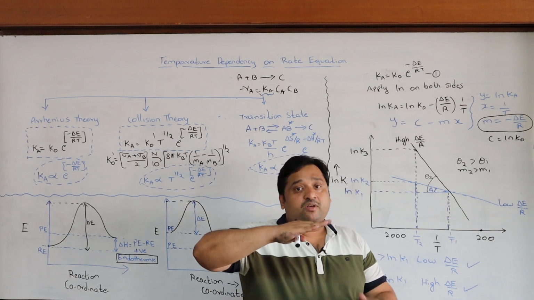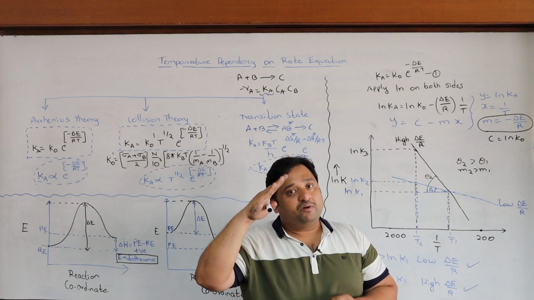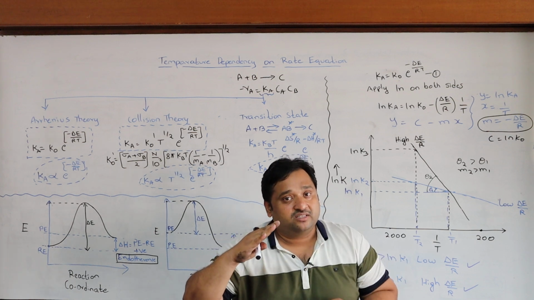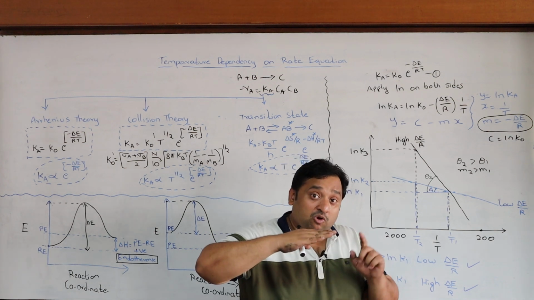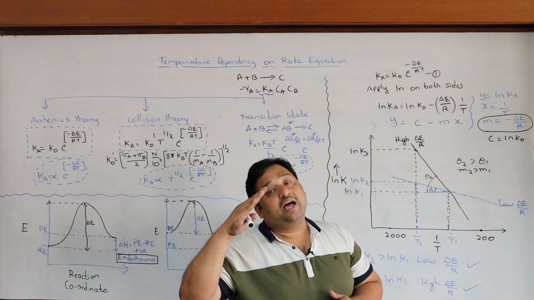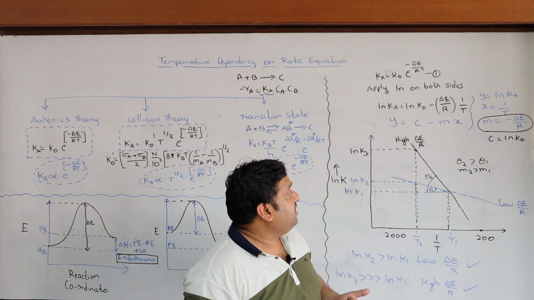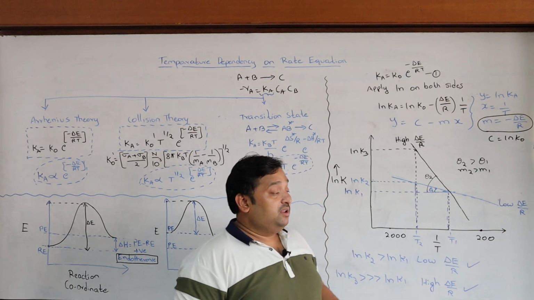Lower the slope, lower the temperature sensitivity. Greater the slope of the line, higher the temperature sensitivity. Low activation energy, low delta E by R means low slope means low delta E, and high slope means high delta E. Now let us take one small example.